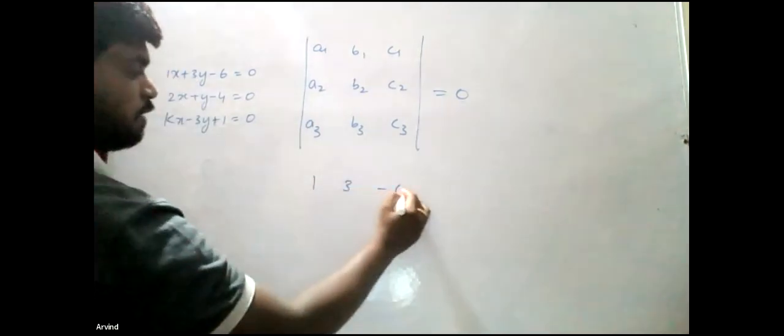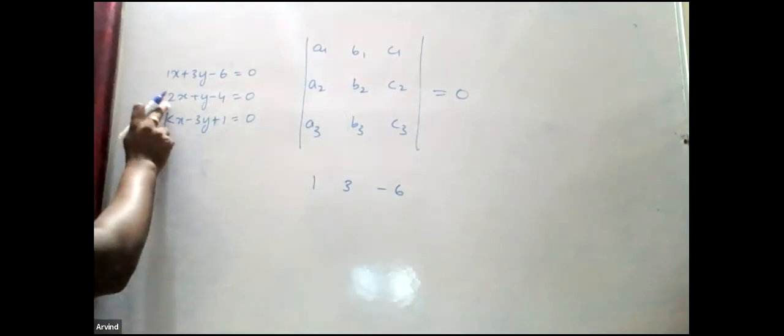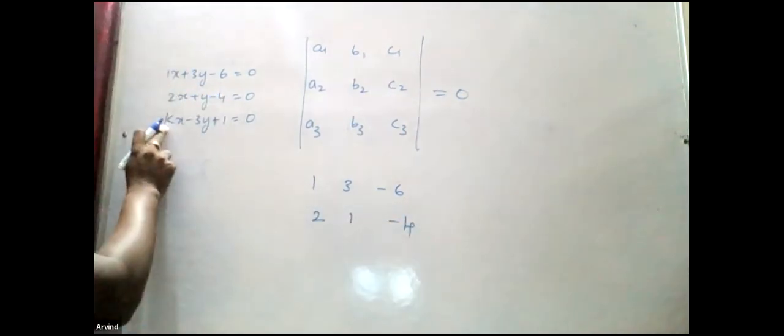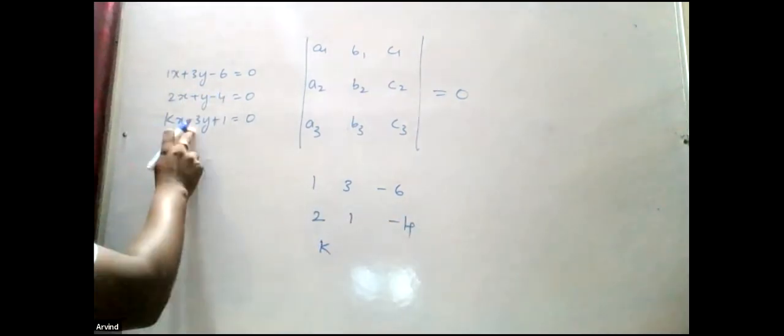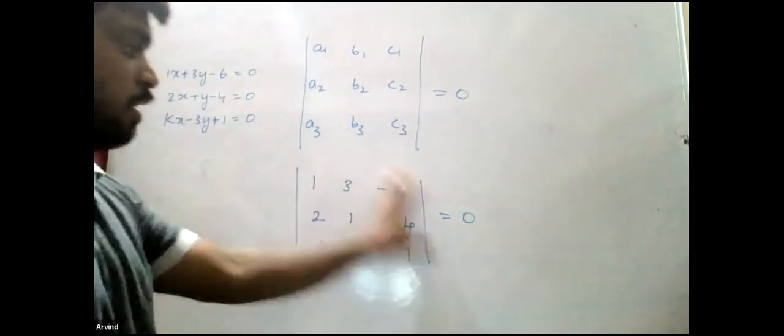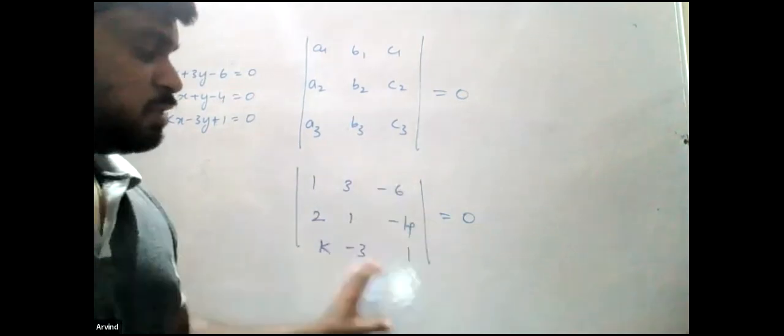A1 is 1, B1 is 3, C1 is -6, A2 is 2, B2 is 1, C2 is -4, A3 is k, this is -3, and this is 1. The determinant of this is equal to 0. Using this, you have to find the value of k. From here, I guess you can solve it.